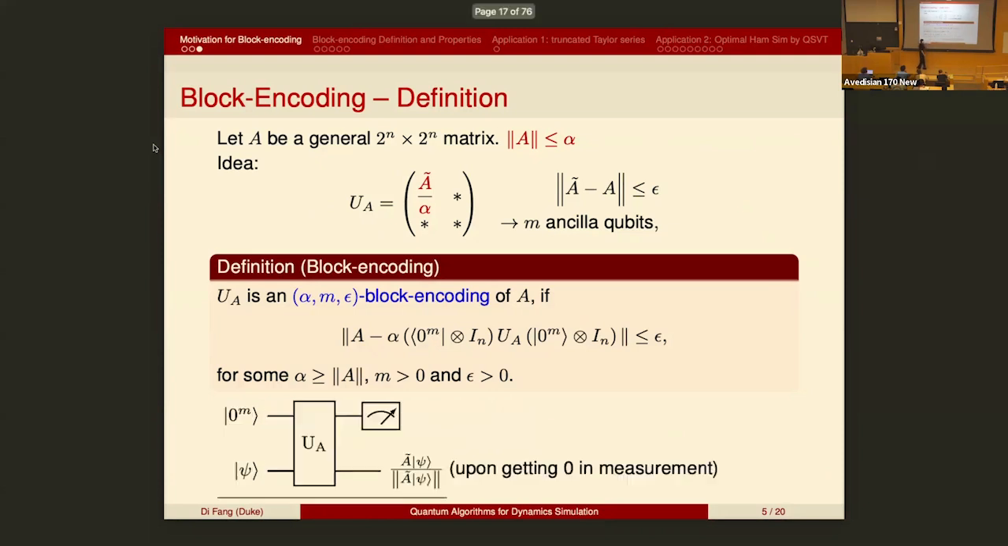Kind of okay? Okay. Now, if you have a circuit, this is the circuit. You have a block encoding. This is the system that you have, and these are the ancilla qubits that you have. You just put this as a block encoding circuit. You measure it, and the outcome gives you this.